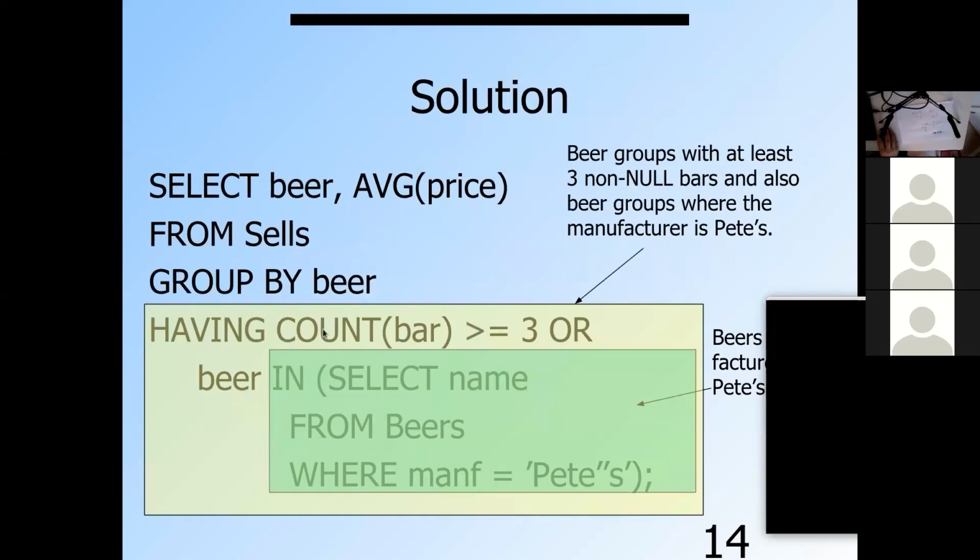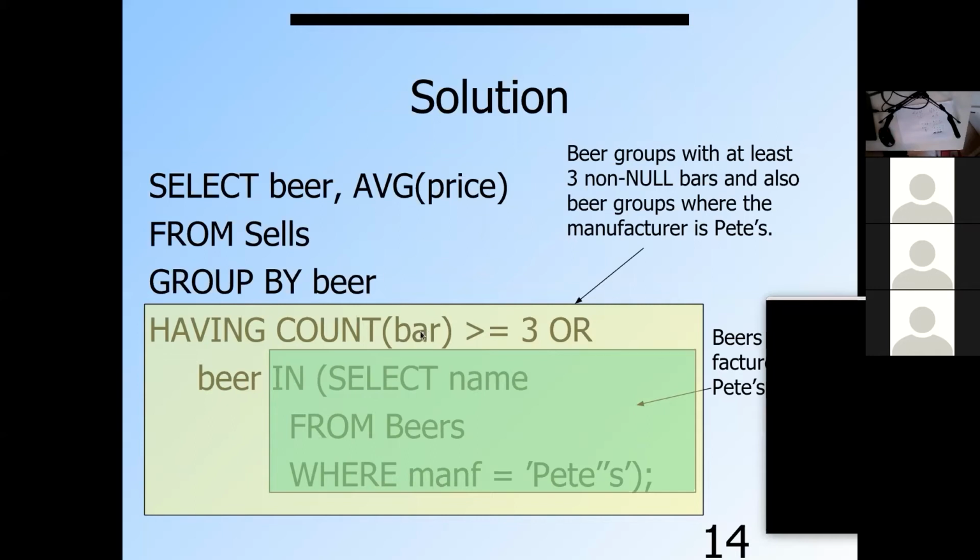So let's make this a little bit simpler and just say we want the average price of beers. We want the average price for each beer if the beer is sold by 3 or more bars, right? So what that is basically saying is that when we do the grouping on the beer, the having puts a condition on the actual group. And in this case, it's saying that the count of bar is greater than or equal to 3. This could also be a star here. It would achieve the same thing.